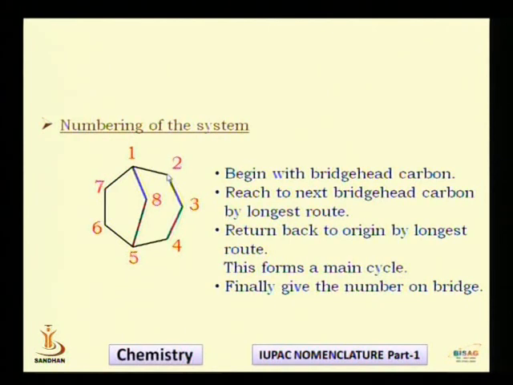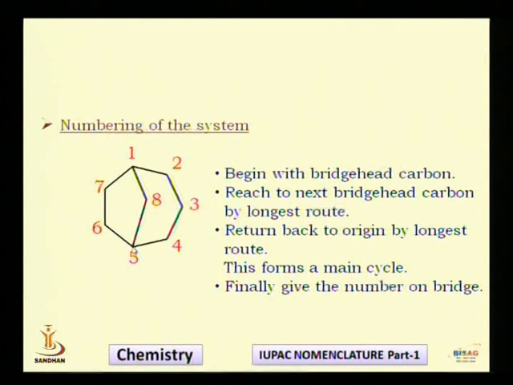Numbering should go in this direction only. So number 2 must be to this carbon, this is to be number 3, this is to be number 4. So this is how you can do the numbering. Start from one bridgehead carbon, reach to the next bridgehead carbon by the longest route. So my numbering will be 2, 3, 4 like that.